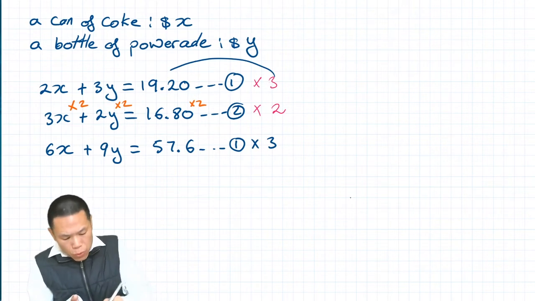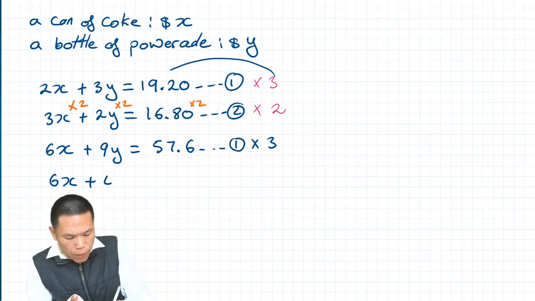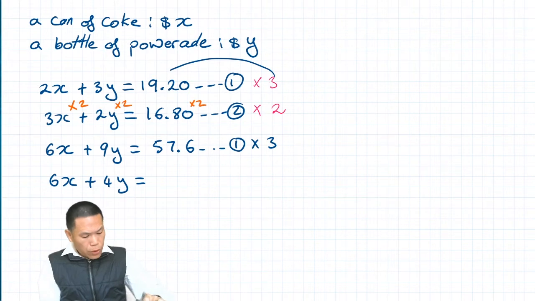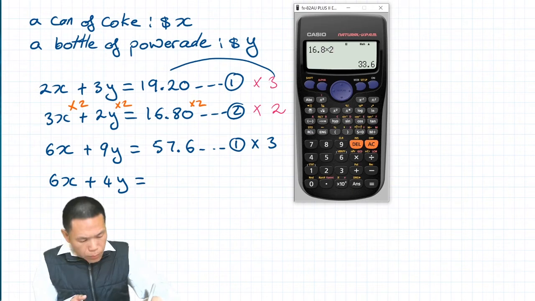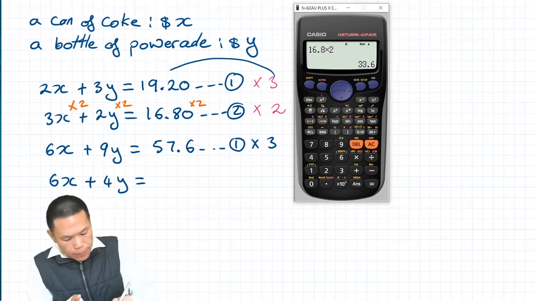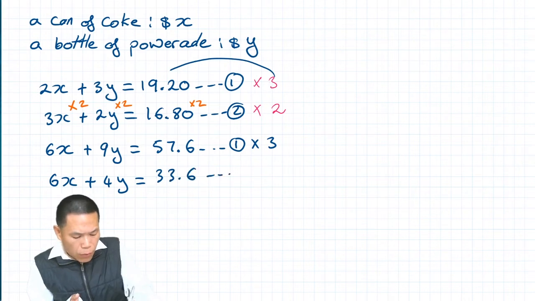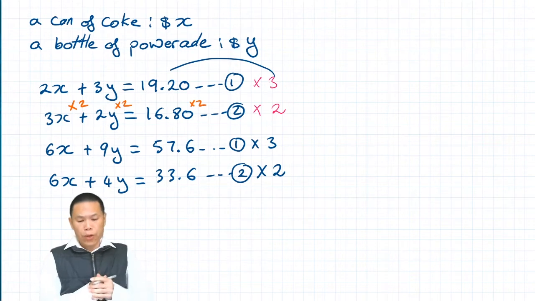And the second one, of course, we times by 2. So 3 times 2 is 6, so I write 6x plus 2 times 2y is 4y. And 16.8 times 2, so I put it in the calculator: 16.8 times 2 is 33.6. So I just write 33.6. Of course, this is equation number 2 times 2.